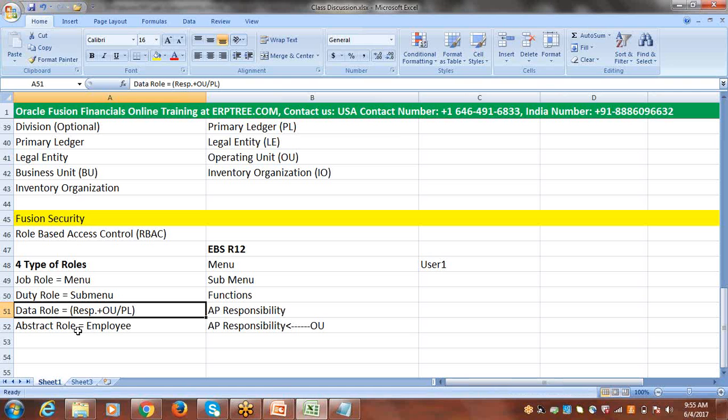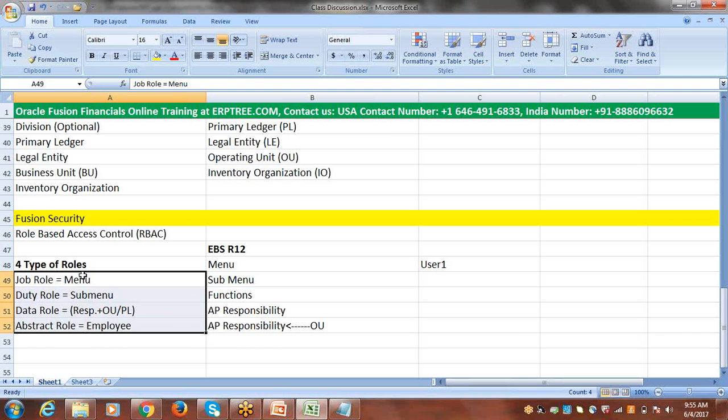So what are the roles we require? Generally the system will create data roles, but we have the flexibility to create our own data roles within the system also. That means we can create all these types of roles, but normally job, duty, and abstract roles are predefined. If you have a requirement, you can create them, otherwise you can use whatever Oracle is providing.